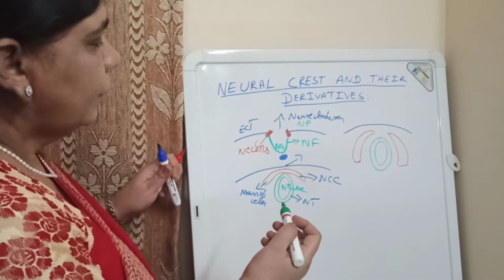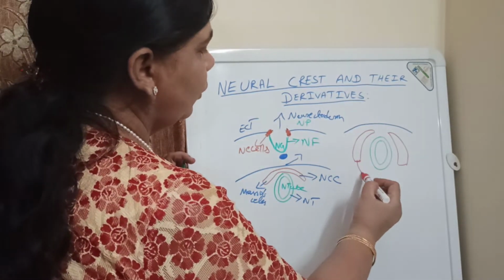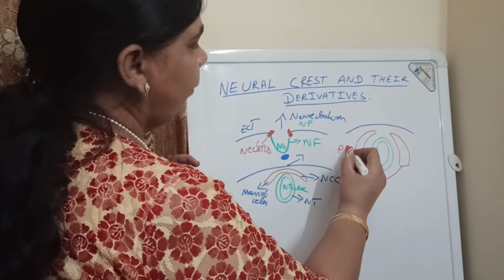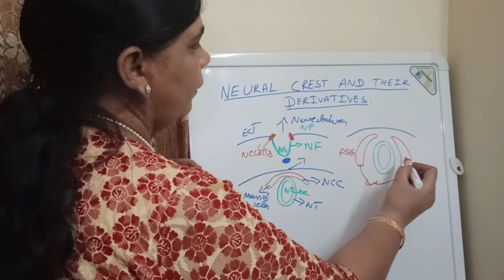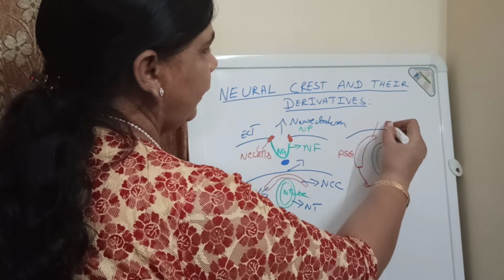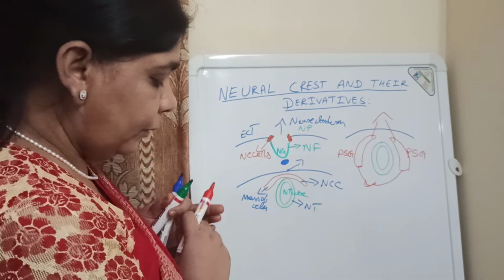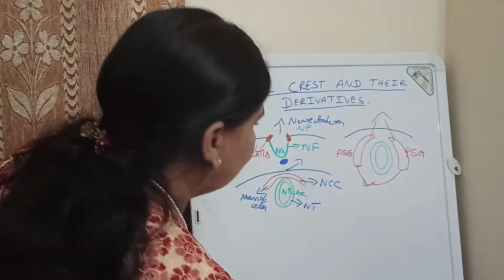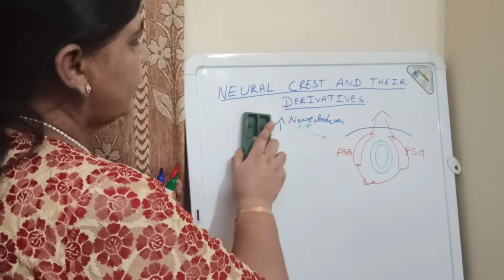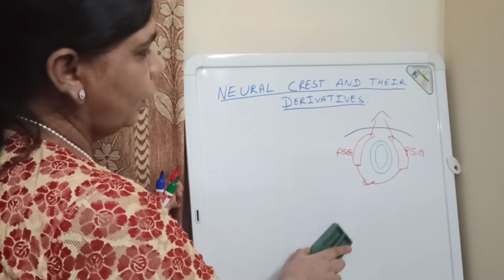After some time, they split into two parts on two sides of the neural tube, and they will be persisting as the primitive spinal ganglia. This is the primitive spinal ganglia on either side of the neural tube. They extend from the midbrain to the caudal end of the neural tube. That's how the neural tube and the neural crest cells have separated. Now we have to see the derivatives of this neural crest.